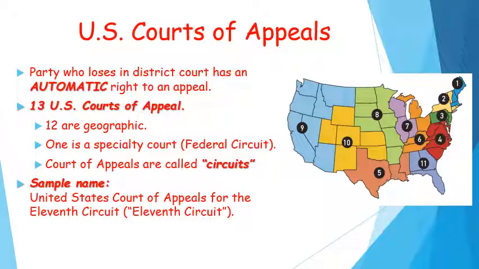The party who loses in the district court automatically has the right to an appeal. There are 13 U.S. Courts of Appeals, 12 are geographic. You can see 11 of them here.